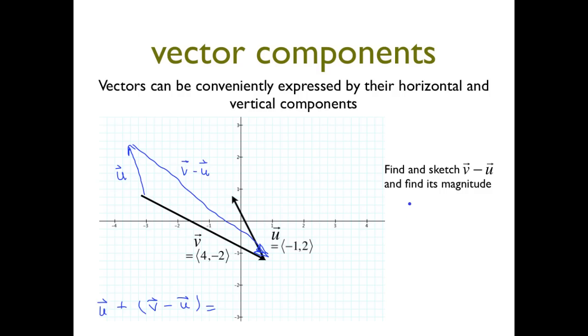Because you've got 4, negative 2, and then minus negative 1, 2. So we just subtract components. So we get x component is 5. y component is negative 4. Does that agree with our picture? Positive x component, negative y component. So 5, negative 4. Any questions on that?